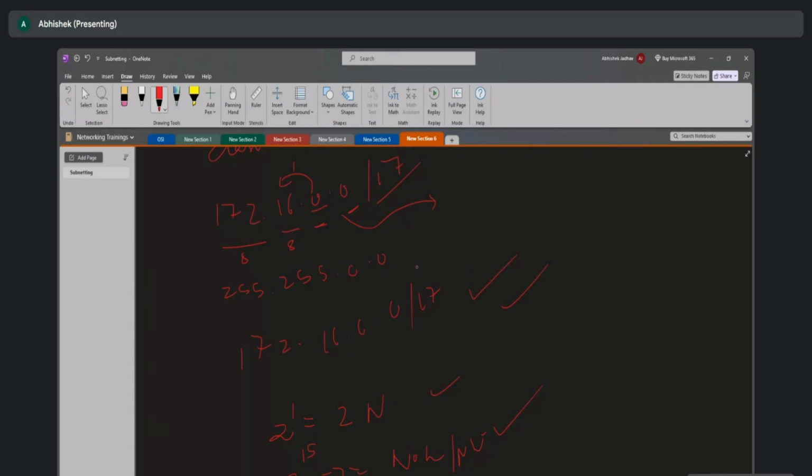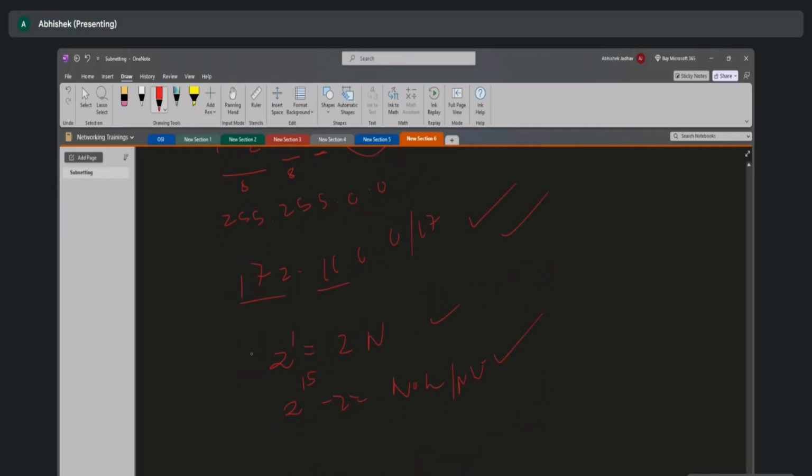The only thing you have to understand is which position is for which particular thing. Is it for network or is it for host? Right? So that is it. Nothing more about subnetting.